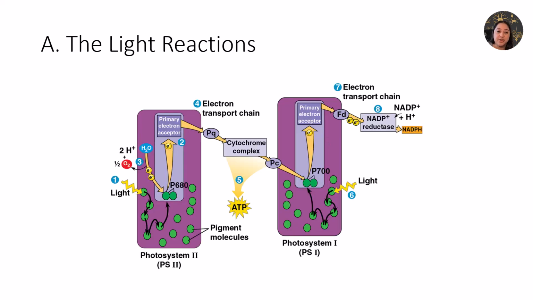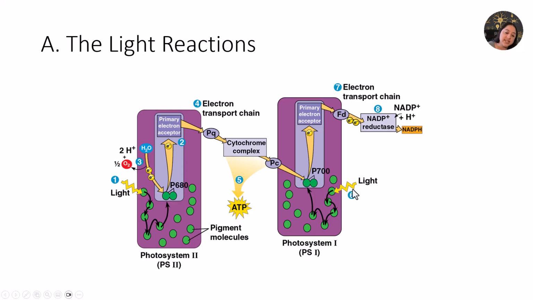So this is a figure showing all that. Photon hits this pigment, the energy bounces around, hits the special chlorophyll A molecules in P680. Water gets broken up, the electrons get put here and then transferred to the primary electron acceptor. Then they shuffle along to PQ, to a cytochrome complex. Here they make ATP in this electron transport chain. Electrons keep getting shuffled around, PC, then to P700.